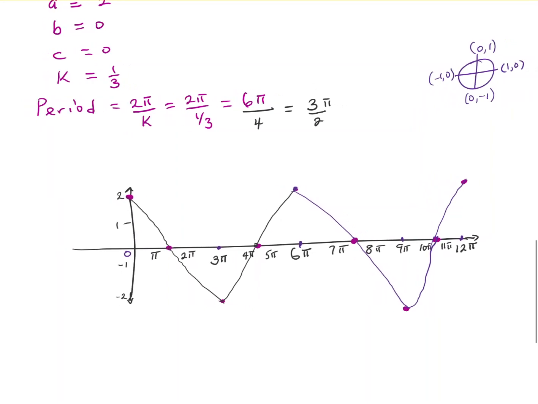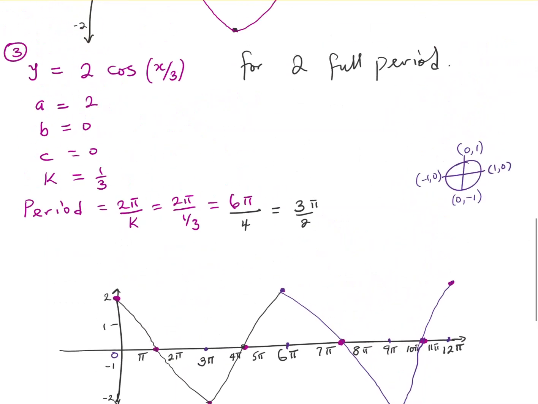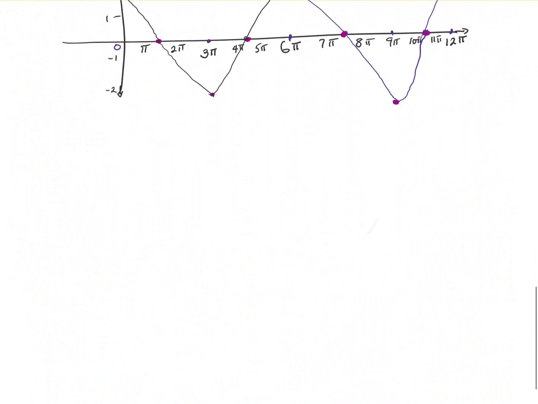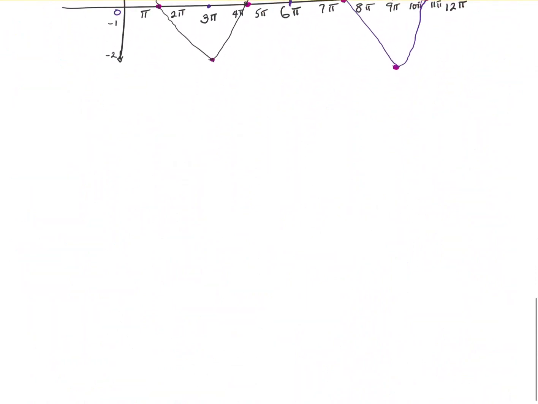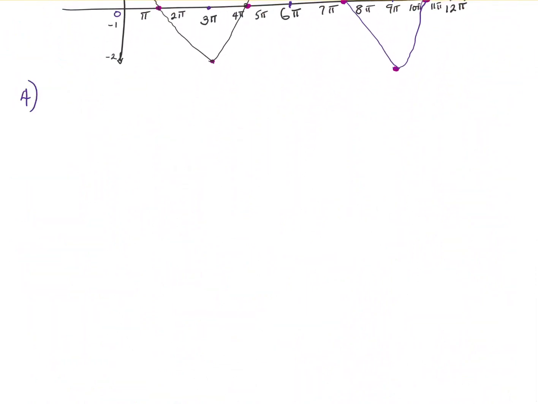And lastly, we have this example 4, which is y equals 2 sine 2x minus pi.